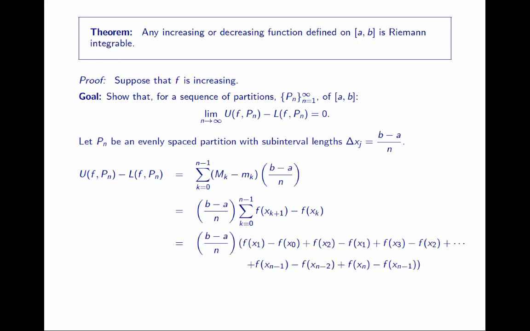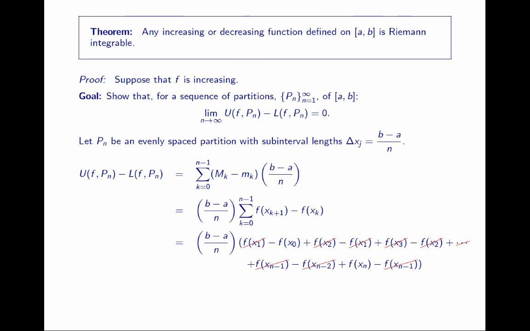So let's add up those differences. I get f of x1 minus f of x naught, f of x2 minus f of x1, f of x3 minus f of x2, etc., until the last interval. Well, notice I have a f of x1 and a negative f of x1. They cancel. F of x2 and a negative f of x2. They cancel. F of x3 and a negative f of x3. They cancel. But you don't see the negative f of x3. It's hidden somewhere deep down in those dots.